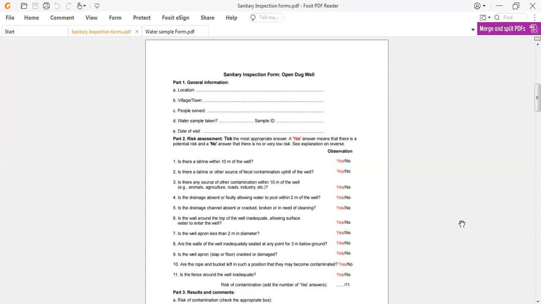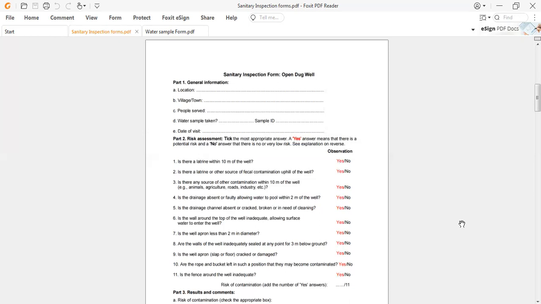Okay. Then water sample taking. The water sample taking here will obviously be for an open dug well. The sample ID remains the same. Then here you come to the date of visitation. The date of visitation, if it was still today, will still be the 4th of November 2022. As in the case of the household container, the same goes here. The only thing that varies is the questions.